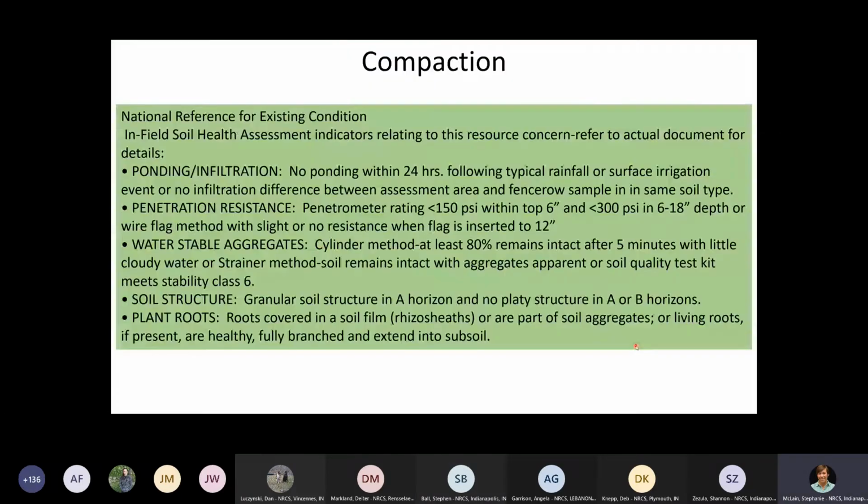All right. Compaction. Again, that resource concern has 5 assessments that can be done for that.